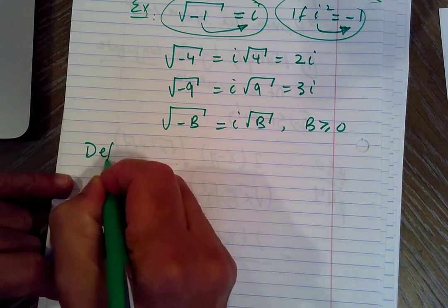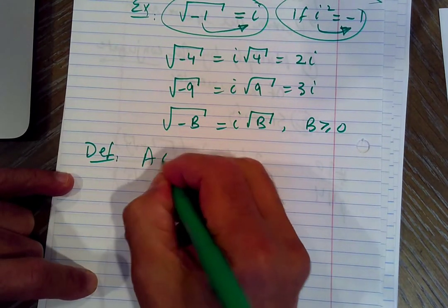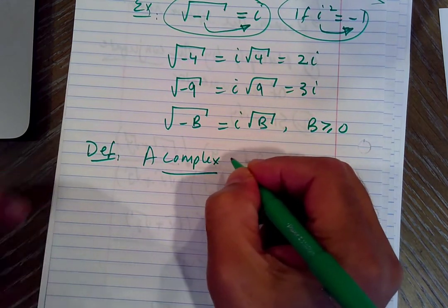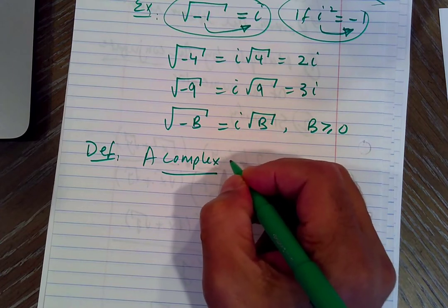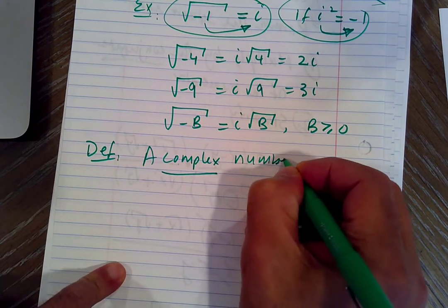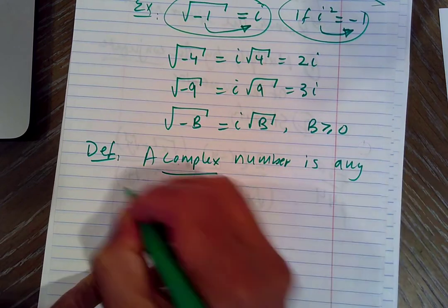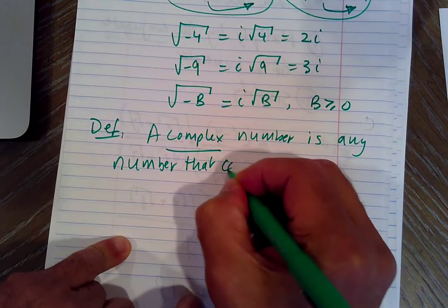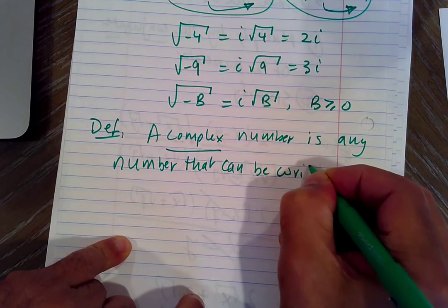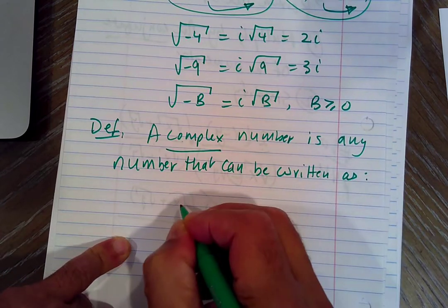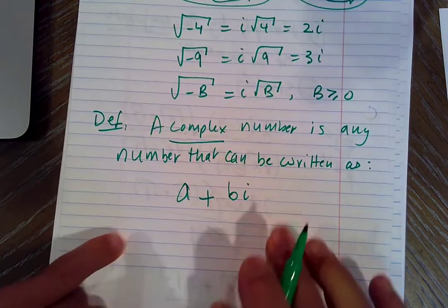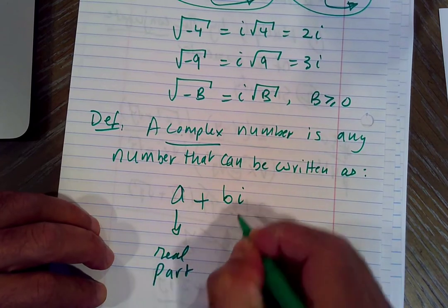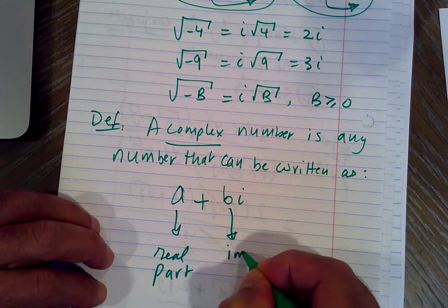So what is a complex number? Let's define that. A complex number, sometimes called an imaginary number, though there's nothing imaginary about it, is any number that can be written as a plus bi. So there's two parts. There's the a part, which is the real part, which doesn't have an i next to it, and there's the b part, which is the i part or imaginary part.